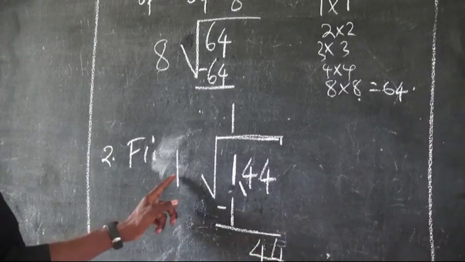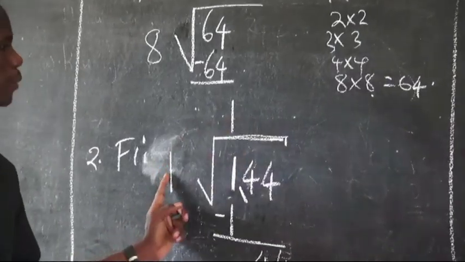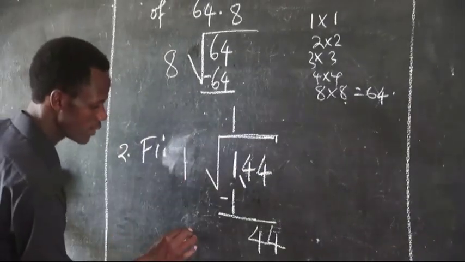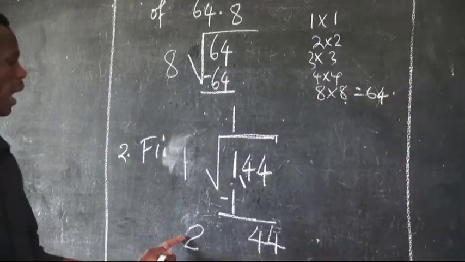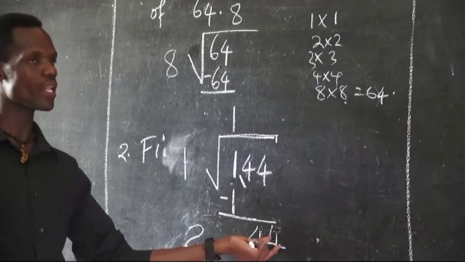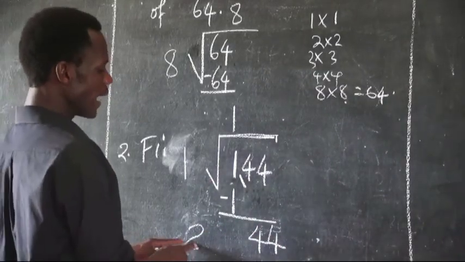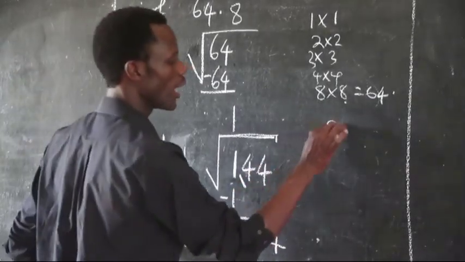Now, after you have written here this 44, remember, you just take this 1 plus 1. You just write it here. 1 plus 1, it is 2. Now, after you have written there, you just write it parallel to this one. Now this is 2, and this is 44. Now, you just write 2 here.